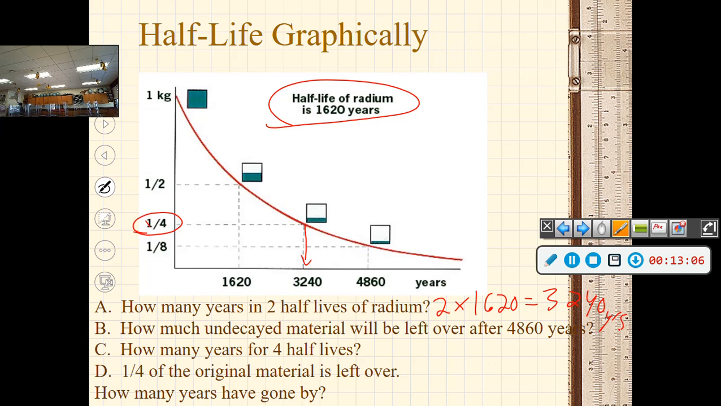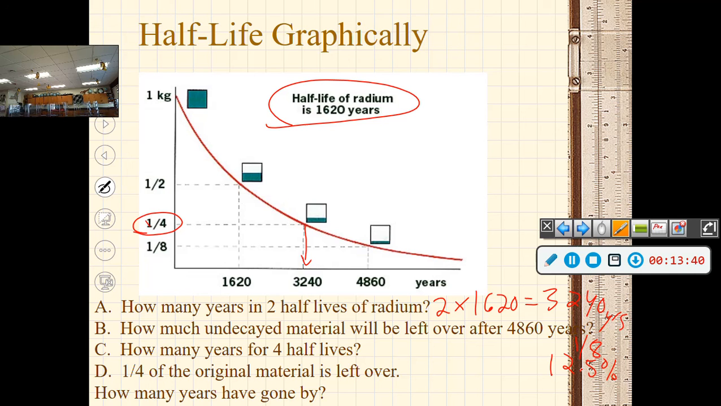Okay, B, how much undecayed material will be left over after 4,860 years? All right, so undecayed, remember, versus decayed is a difference. So undecayed would be the radioactive amount that's left over. So in this case, it would be 1/8. Okay, or if you want to do percentages, that would be 12.5%. Make sure you know both, because in different questions they're going to give you either one.